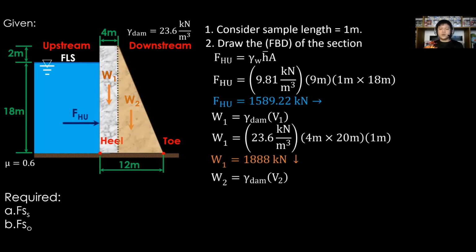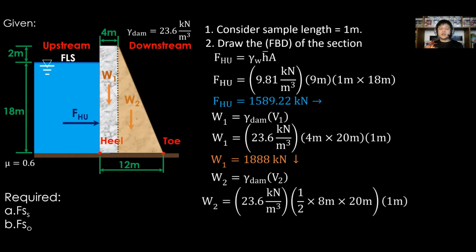Next, for W2. W2 is equal to gamma of the dam material times the volume 2. Substitute gamma of the dam material as 23.6 kilonewtons per cubic meter. For volume, the area of the triangular section is 1/2 times the net base, which is 8 meters, times the height of the dam, which is 20 meters. Then multiply to sample length of the dam, 1 meter. Therefore, W2 is equal to 1,888 kilonewtons, still downward.